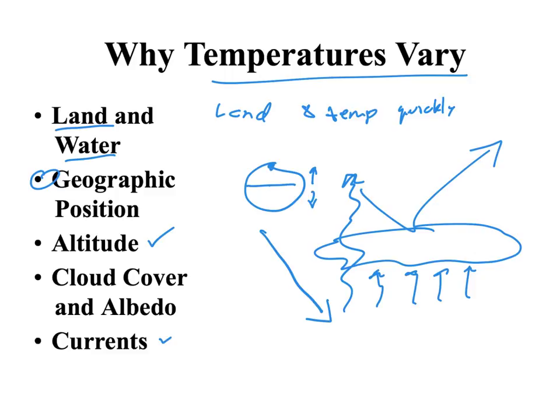And then finally, we talked a little bit about currents, and if we bring warm water up, then what are we doing? We're heating everything up, and remember, water is going to work as a buffer, and the same is true if we bring cool water in as well. It'll be a little bit cooler that way. So we have a lot of different reasons why temperatures can vary, and in the lesson it'll go over these in a little more detail. I just wanted to give you a quick overview.